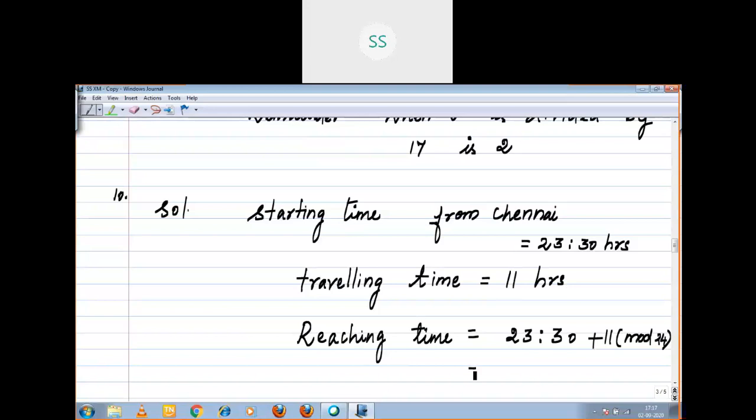Now, what is the result you arrive? You see, 34:30 modulo 24. When you divide by 24, what is the remainder you arrive? 10:30. Got it, children? 10:30. Now, since, one minute, children.